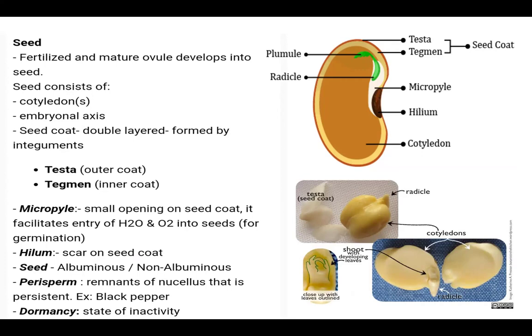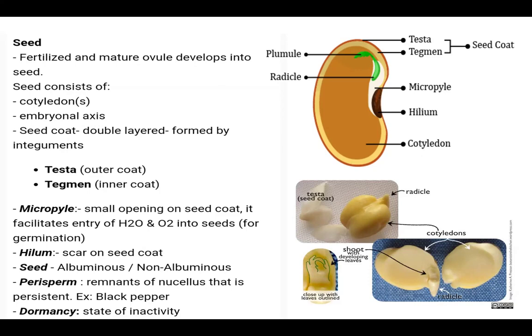So that is the testa, and then one very thin inner coat is there which is almost attached. That is known as the tegmen. So there's a testa and tegmen, the seed coats. And then I have a micropyle. Micropyle, I told you, is where the entry of the pollen tube takes place. It's a small opening on the seed coat. It facilitates the entry of water and oxygen into seeds for germination.